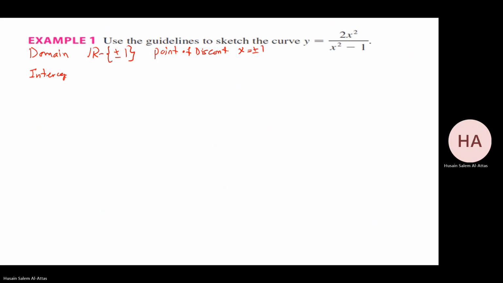Intercepts. For the y-intercept, I put x equals 0, and for sure y equals 0. For the x-intercept, I put y equals 0, and I'm getting x equals 0 as well. So I have only 0, 0 as the x or y intercepts.